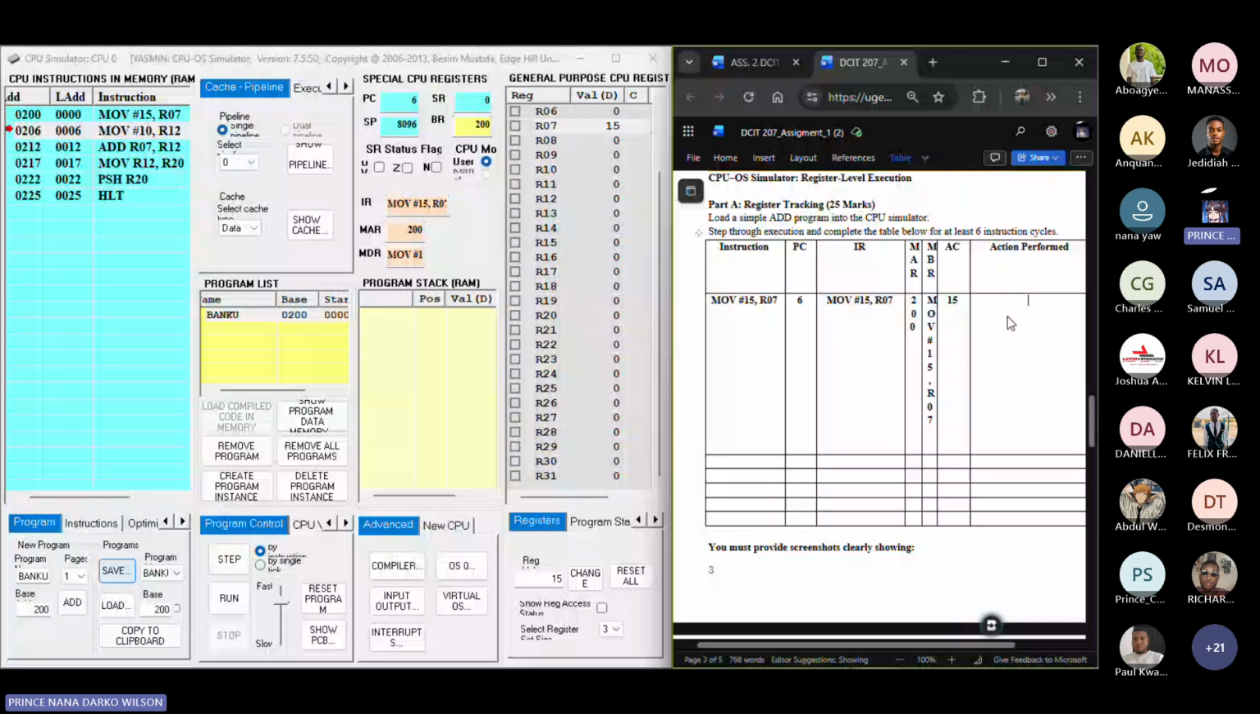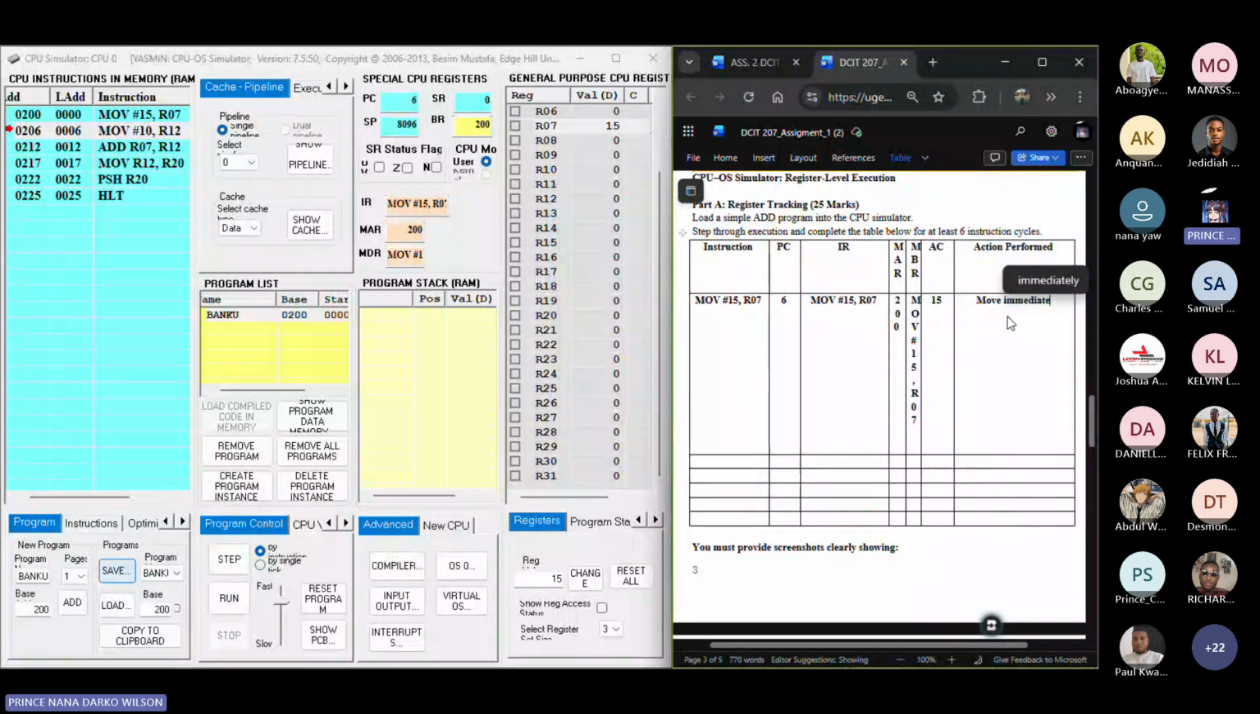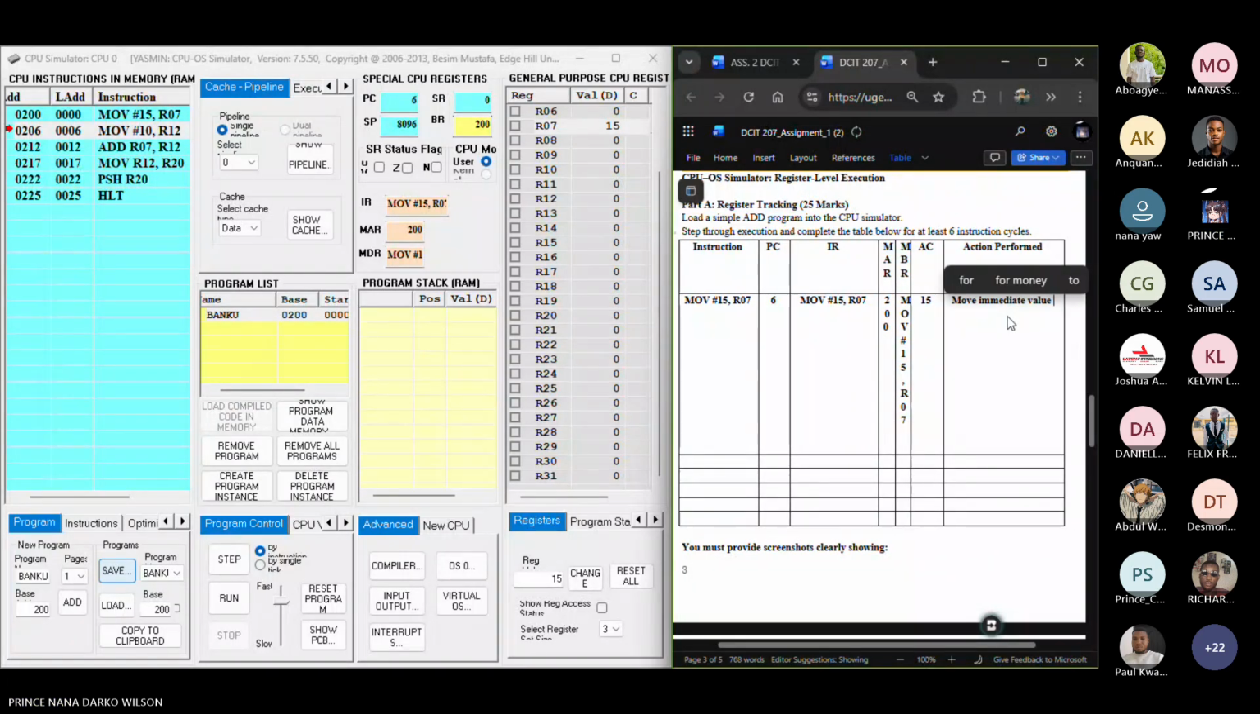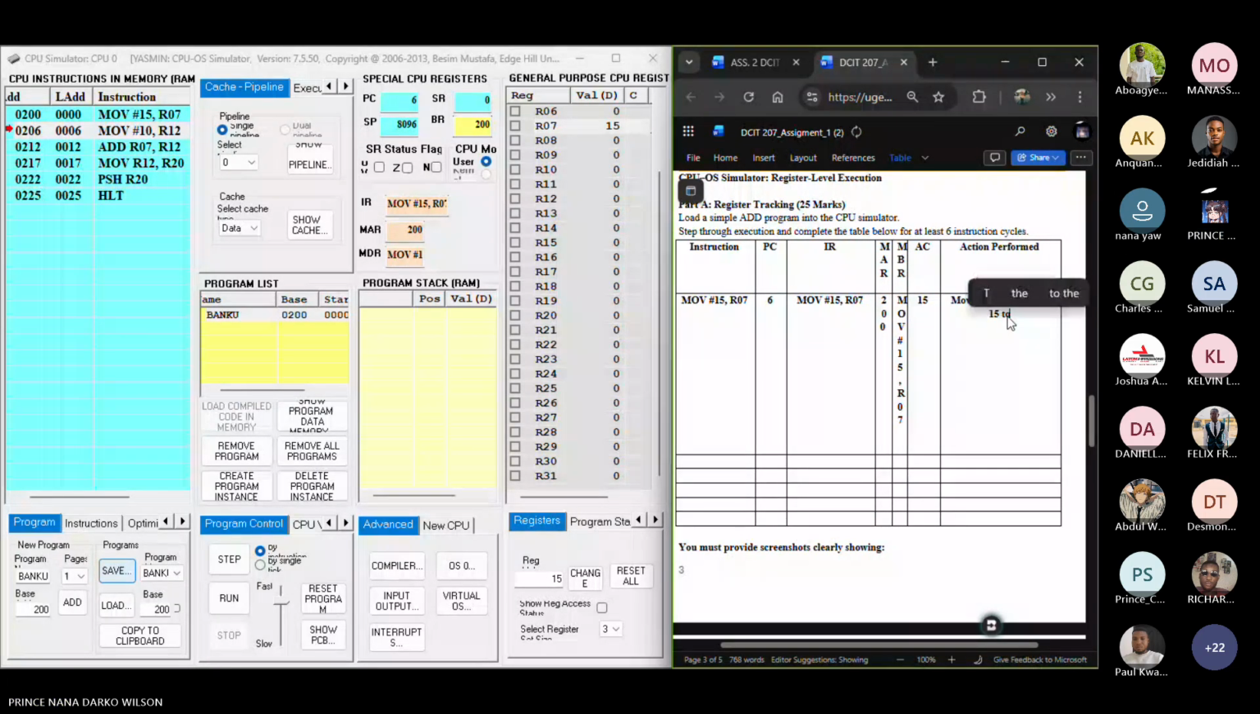The action performed is move immediate value. So immediate values are data values like this one. So move immediate value. What's the value? 15 to register 7, or to R07 like that. So it moves it. We come to the next line.